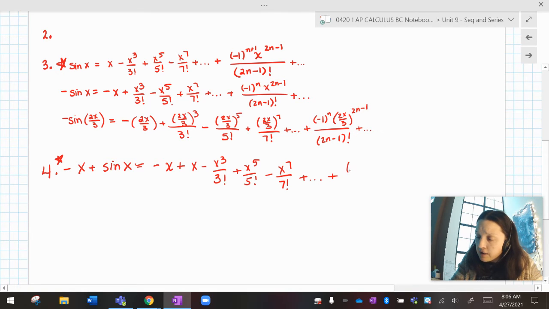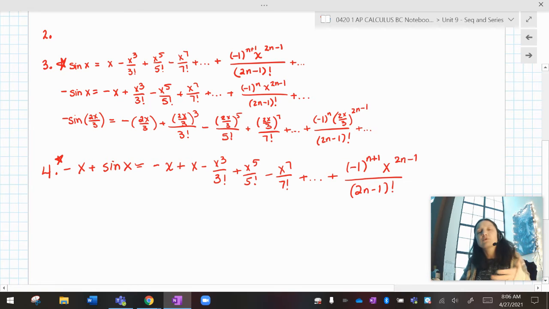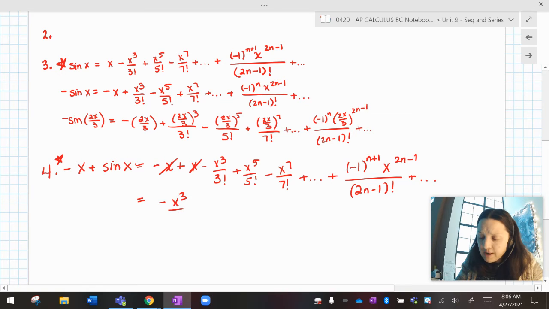Does adding negative x change my general term? No, it does not, because the general term is just what propagates the series later on. The general term doesn't really care what happened in the beginning. All right, so there's my general term, and negative x plus x really cancels out. So negative x plus sine x is really just the sine series, but I started at x cubed instead of x to the first.